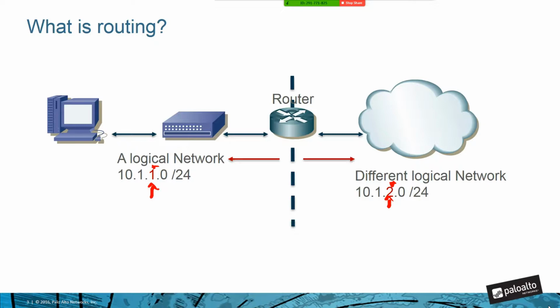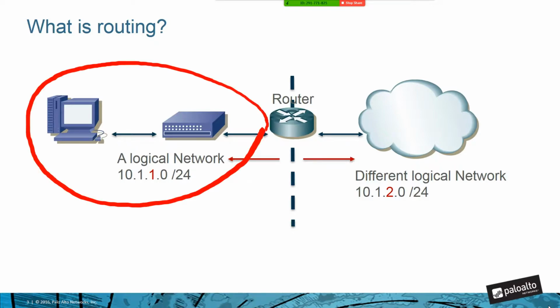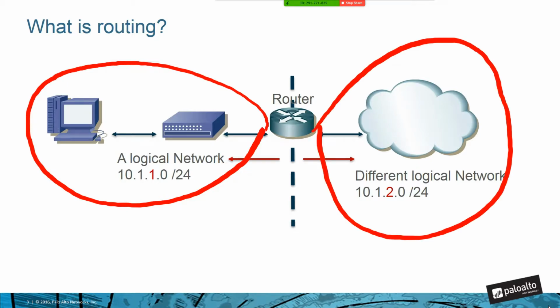10.11.1 is a completely different network from 10.12.1. That's why we use each one of these segments, which we call an octet, to identify your network. Now, in routing, the whole idea is to carve out logical networks. In this particular area, we have two networks. We have the first network here, and the second network.